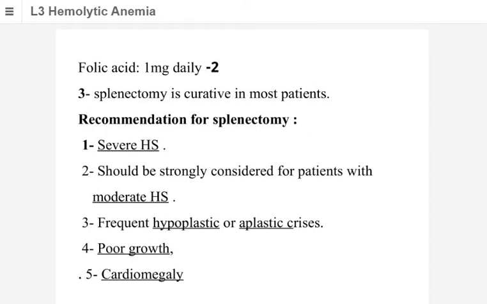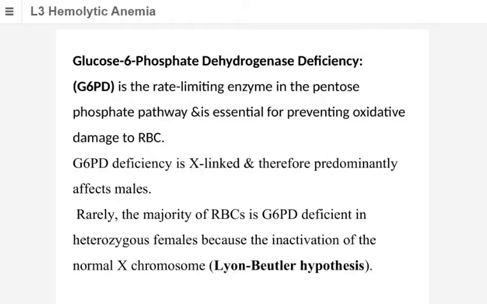Recommendation for splenectomy. The indications for splenectomy: first of all, severe hereditary spherocytosis. Second, it should be strongly considered for patients with moderate hereditary spherocytosis, or in case of frequent hypoplastic or aplastic crisis, to save their life. If there is poor growth and cardiomegaly, these are the indications or the recommendation for splenectomy in hereditary spherocytosis.